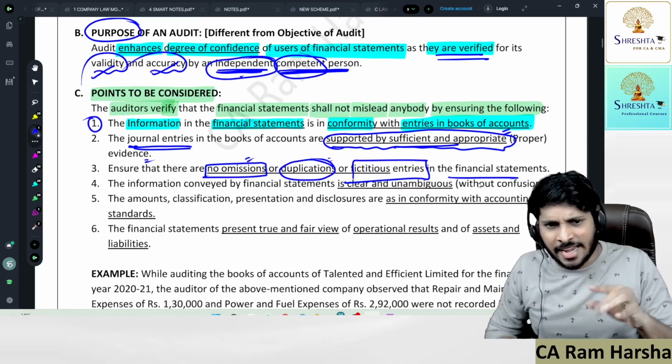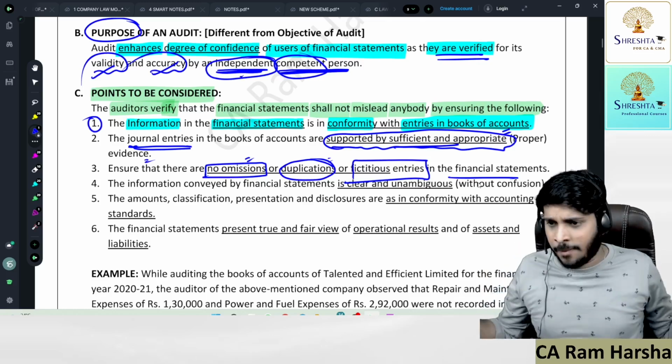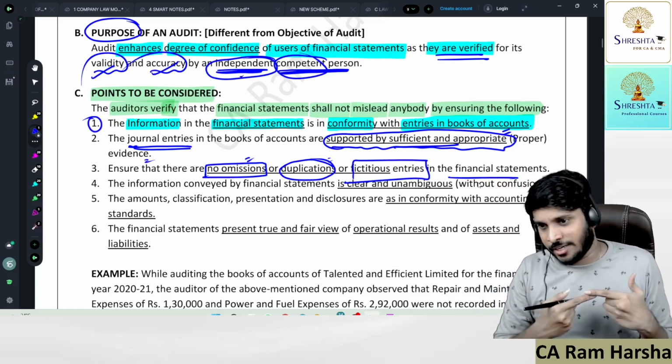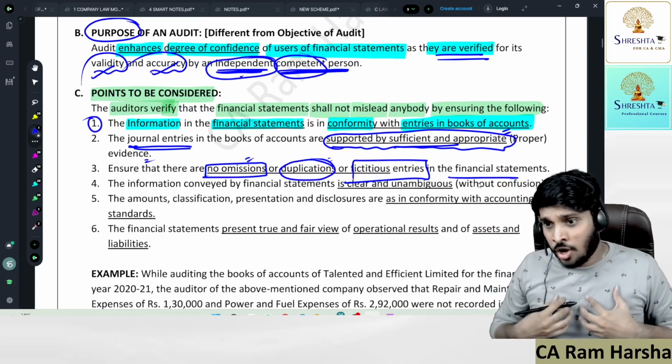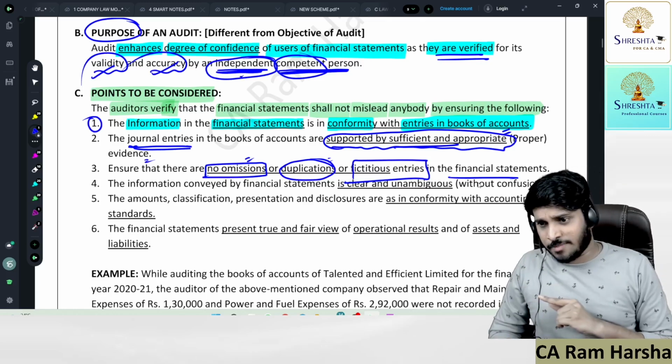Fictitious entry means an accounting entry or a transaction which does not actually exist. So that is called a fictitious entry. Have you understood? So tell me, financial statements, you need to give an opinion on financial statements.